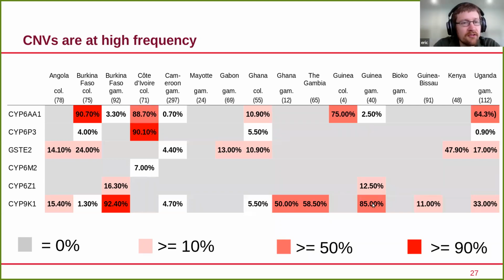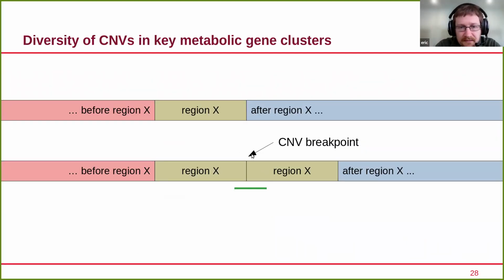And the next question we wanted to ask was, how many independent origins of these CNVs are we seeing? So when we see, for example, CYP6AA1 with such really high frequency in different populations, is this a single CNV that we're finding in all of these populations, or do each of these populations carry different CNVs? And within these populations, are we seeing more than one CNV present in the population at any given time? And it was this that made us decide to use these CNV breakpoint reads in order to get a much more precise idea of exactly how many different CNVs we found in the data set.